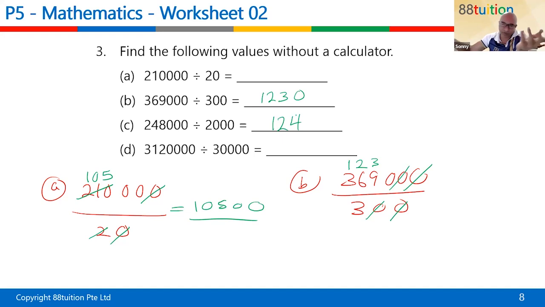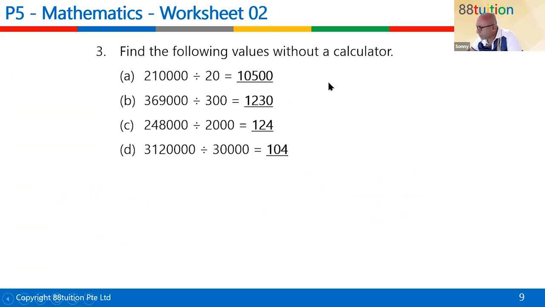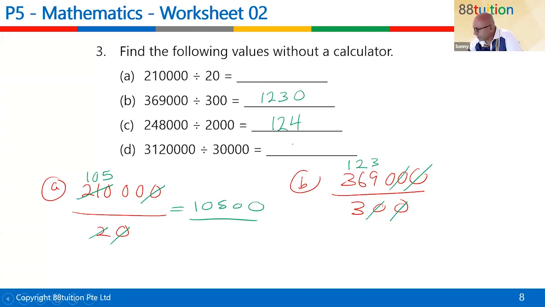And you could do the same thing for the next one. What's your answer? 104. Sure, right? Let's see. Yeah, I think you're right. Just take 312 divided by 3. Yeah, looks all right. How many zeros? Yeah, you are spot on. Okay, 104 is correct. Okay, well done.